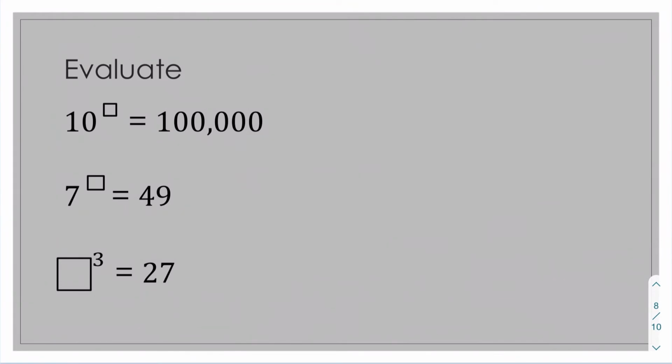Now it's time to evaluate. We have to find either the missing base or the missing exponent. Here, 10 to the power of something equals 100,000. Well, since the base is 10 and it has 5 zeros, the exponent is just going to be 5. So that's the answer here.